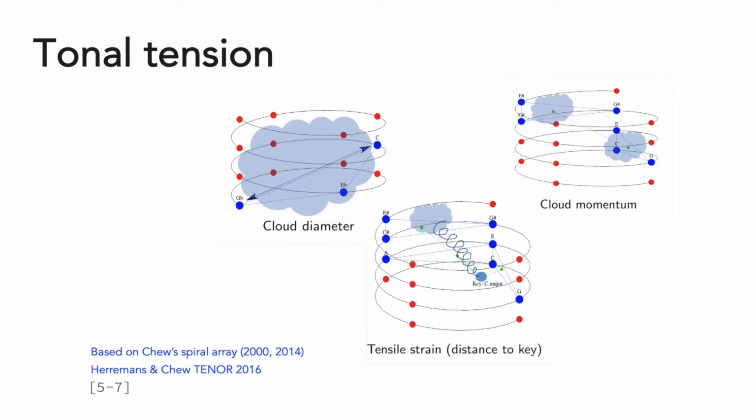3 methods for quantifying aspects of tonal tension based on the spiral array are presented in the work cited in this slide. One of them is the cloud diameter, which captures the largest distance between any 2 notes in a cloud. If a cloud of notes contains intervals that are dissonant, that is, tonally far from each other, the distance in the spiral array will be large. In this way, Euclidean distance within the cloud can be used as a measure of harmonic tension.